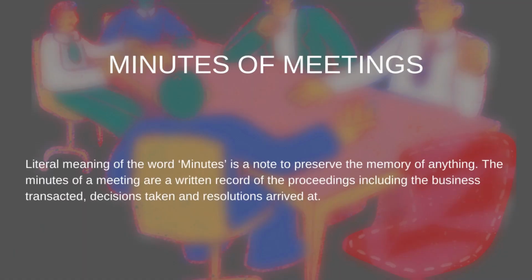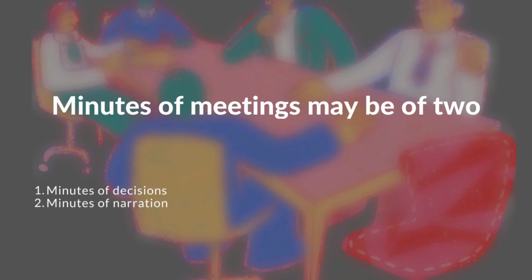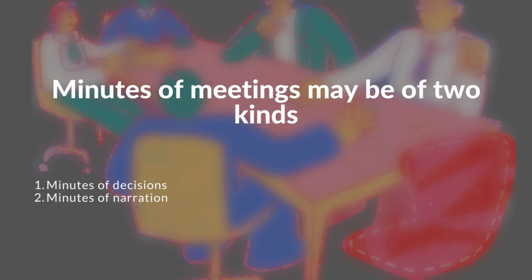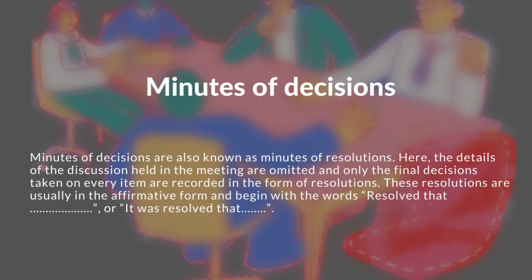Then you come to the minutes of meeting. This is basically to preserve the memory of anything. They are a written record of the proceedings conducted in a meeting, the business that is transacted, the decisions that are taken, the resolutions that are arrived at. And there are two kinds of minutes. One is minutes of decisions. Here, the discussion is omitted, and only the final decisions are minuted. Okay, so "resolved that" or "it was resolved that". It normally, as I said, is in the affirmative form.